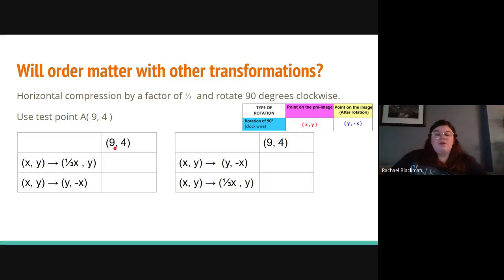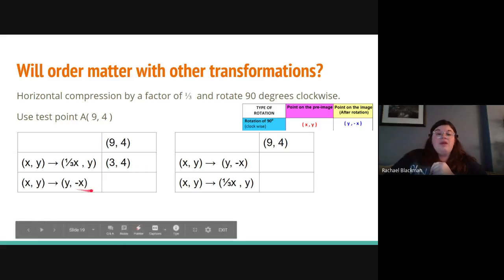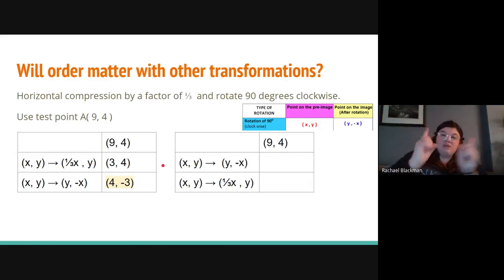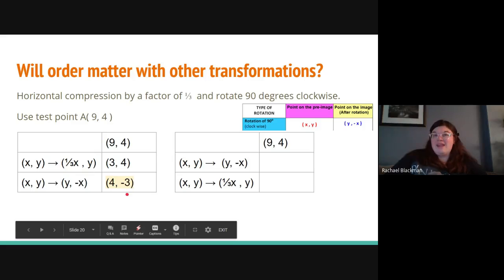So first I'm going to take that point (9, 4) and multiply the x by 1/3, our scale factor, so we get that horizontal compression. That gives me (3, 4). And then rotating 90 degrees clockwise, we see that we switch our coordinates around. We make that original x coordinate, now taking it from this point, so the original x coordinate's not the 9, it's the 3. That original x coordinate now becomes -3, and those coordinates switch around.